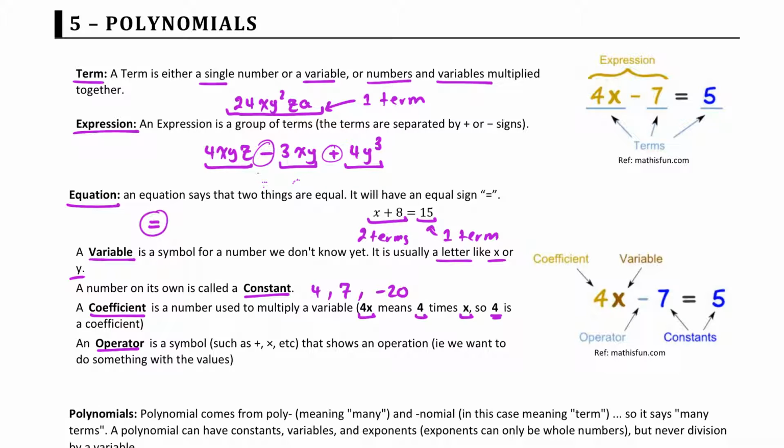An operator is a symbol such as plus, multiplication, subtraction, and division that shows an operation. This is usually when we want to do something with the value. So for example, if I want to add 4 to 7, I have to use the addition sign here. If I want to subtract 3 from 8, I have to use the operator of subtraction, or the minus sign, to do it.